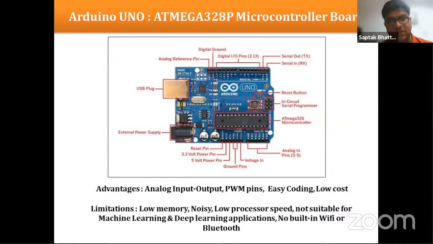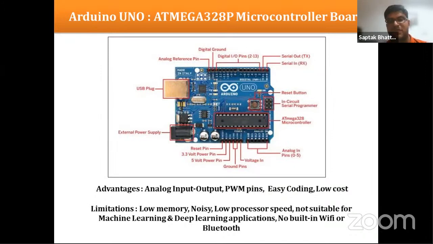Also, the board is low cost, but the limitations of this Arduino Uno board are very low memory, a noisy board, and a processor speed that is not much higher. Maybe the clock speed of this microcontroller is 16 MHz. There are also 8 MHz versions. That means the maximum processing speed will be either 16 megahertz, or half of it, 8 megahertz. So not much higher processing speed. Not suitable for machine learning, deep learning applications.